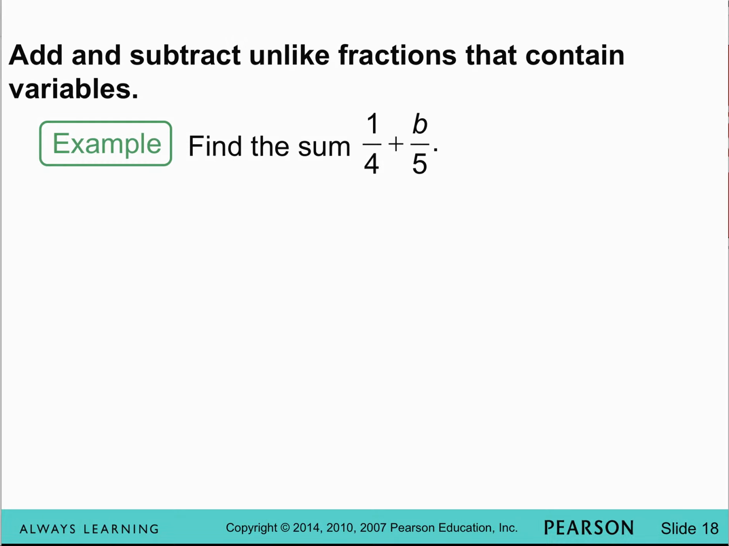Okay, let's add some variables in the mix. It doesn't matter if I have variables. It's still the exact same process. The denominator is not the same, so I've got to make it the same. Is it 5? Does 4 go into 5 evenly? No. 5 and 5 is 10. Does 4 go into 10? No. 15? No. 20. Okay, or you could go over here.